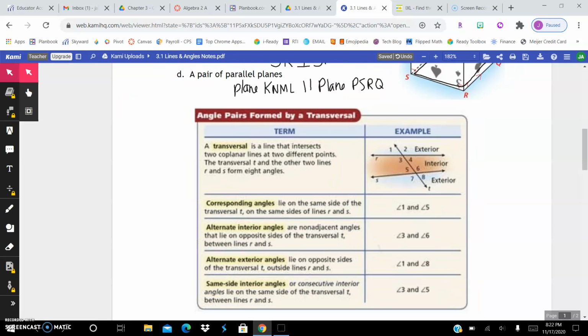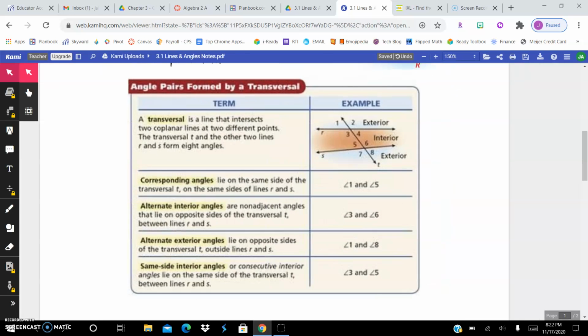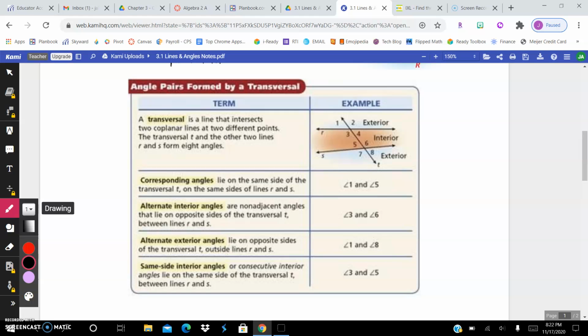All right, so now into some vocab terms here. A transversal is a line that intersects two coplanar lines at 2 different points. The transversal T and the other 2 lines, R and S, form 8 angles. So if you look at the picture, the transversal is the line that's cutting the other two lines. And there's 8 angles that are formed there. We have exterior angles and we have interior angles. So interior means inside, exterior means outside. So those are going to come in handy here in a couple more words.